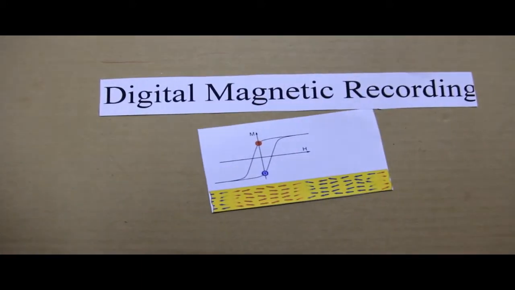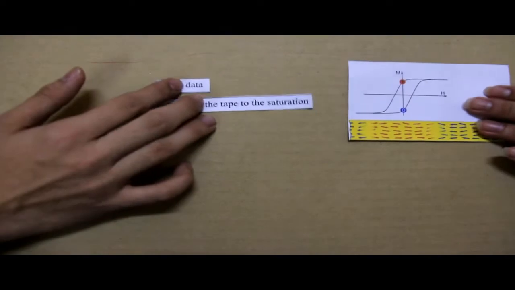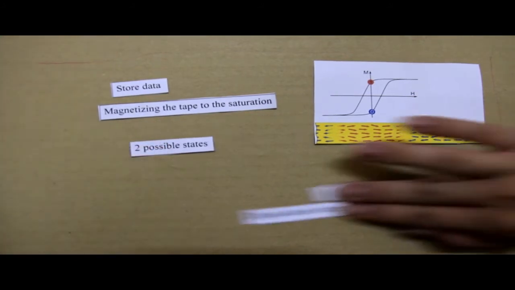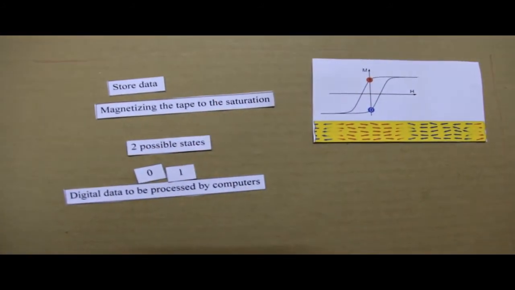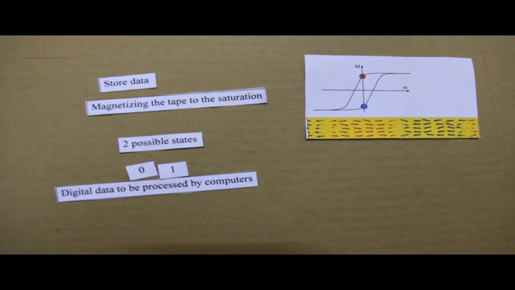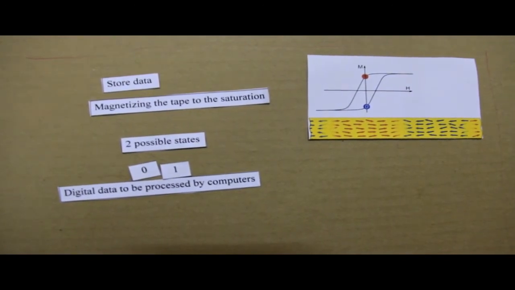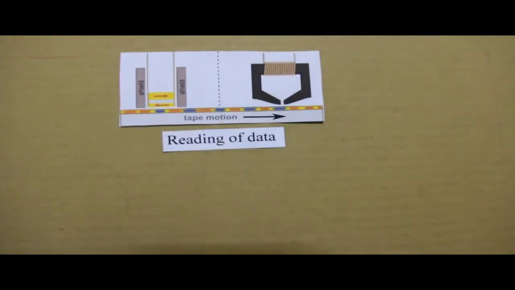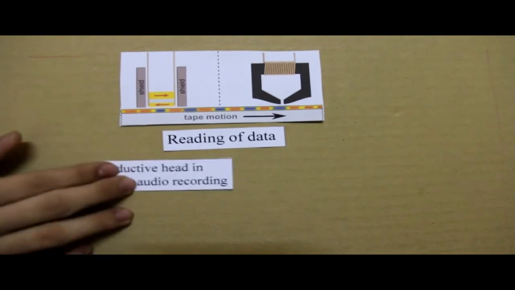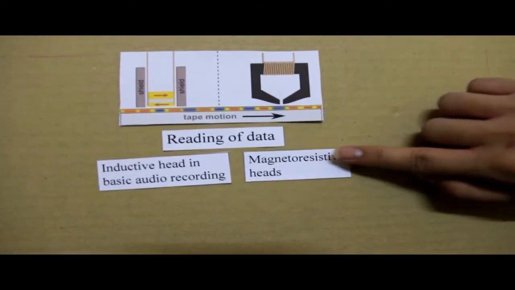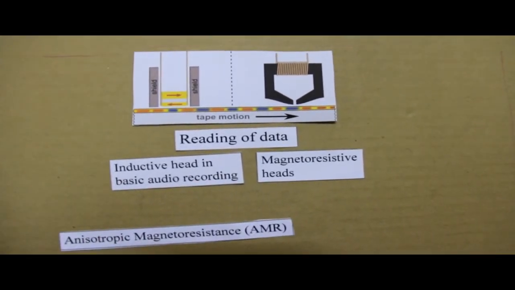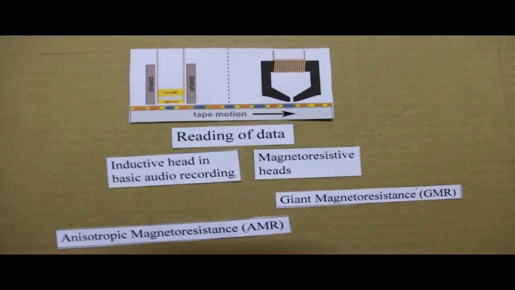Now, let us show you digital magnetic recording. The data is stored on the tape by magnetizing the tape to saturation. There are two possible states of the given tape area, depending on the polarization of the input signal from the write head. The states are 0 and 1, which represent digital data that can be processed by computers. Reading of digital data from the tape can be performed with an inductive head, as previously shown for basic audio recording, or with magnetoresistive heads using anisotropic magnetoresistance, AMR, or giant magnetoresistance, GMR.